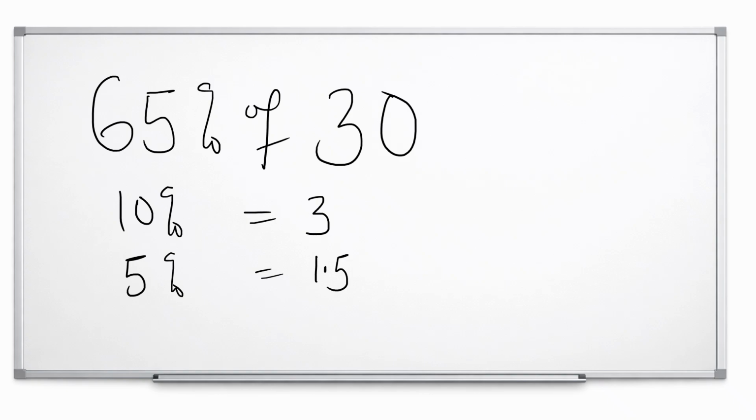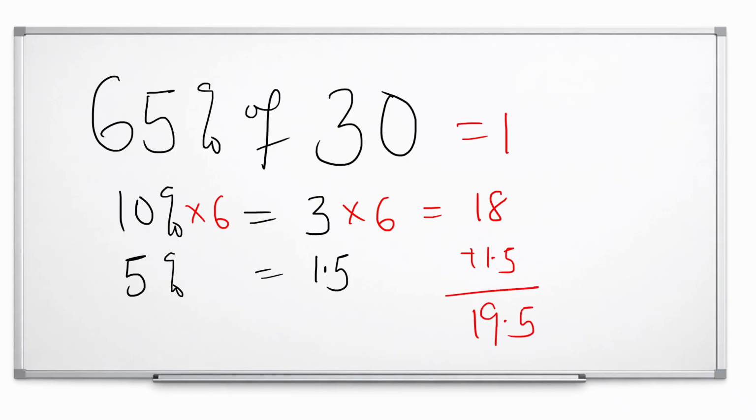Now here, we have 60 is 10 times 6. So we have 3 times 6, which is the same thing as 18. Just add it to 1.5. So here we have 19.5.